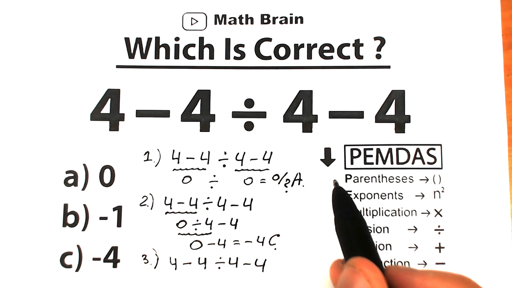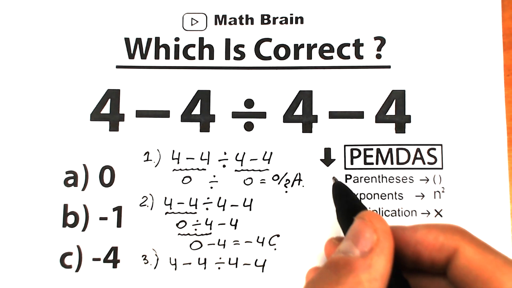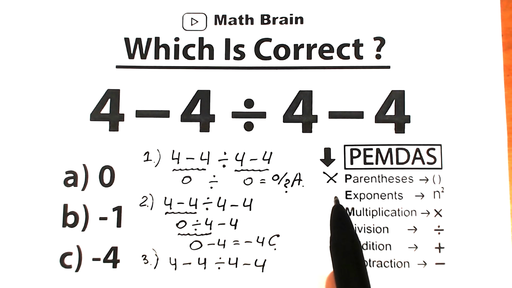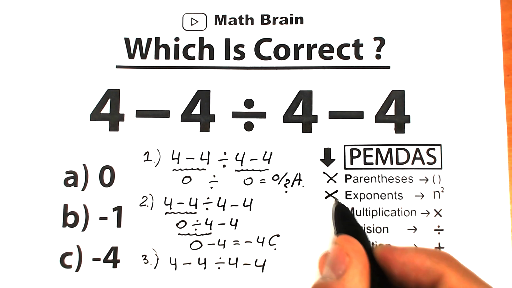First of all, let's scan. Do we have parentheses in our challenge? I don't see any of those. We don't have any parentheses, so we just skip this part. What about exponents like 4 squared, 4 cubed? We don't have any of those. We don't have any powers, so we just skip this part. Yeah, we don't have any exponents.